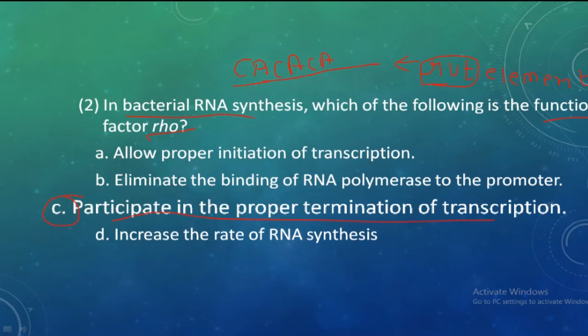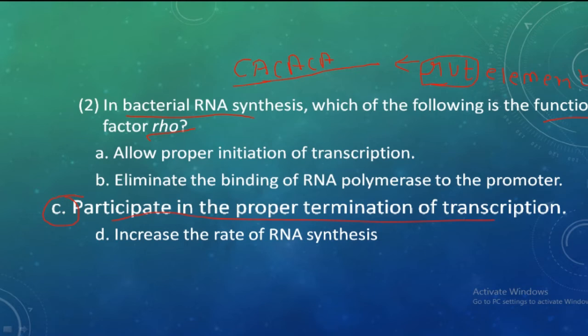Once again, to repeat: in prokaryotes there are two kinds of termination in transcription. One is Rho independent and the second is Rho dependent. In case of Rho dependent termination of transcription, it is related to the Rho element. The Rho element is CA enriched, and that's why we call it a RUT, meaning Rho utilization element.